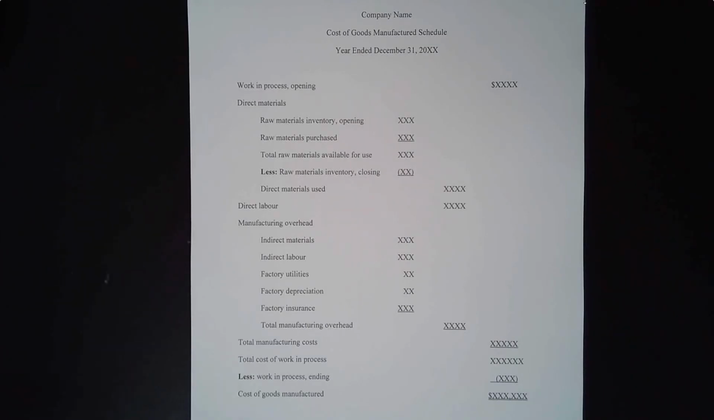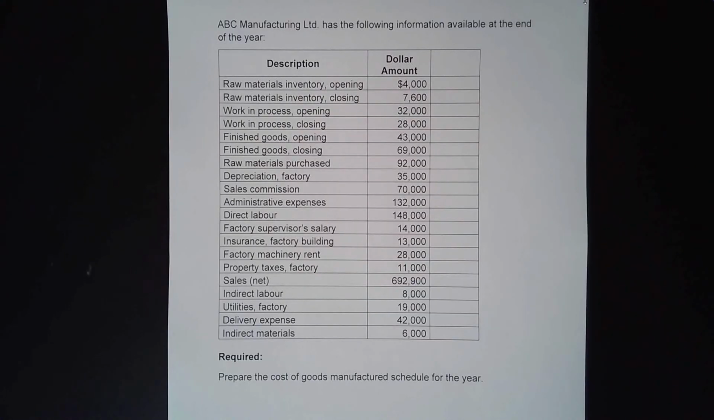In order to truly understand how to develop a cost of goods manufactured schedule, we're now going to work on ABC Manufacturing Limited. ABC Manufacturing Limited has the following information available at the end of the year. You'll notice there's a list of descriptions plus the dollar amount, and I've also provided a third column. That's to categorize all of the items in the list so that we know where to place it in the cost of goods manufactured schedule. Required: prepare the cost of goods manufactured schedule for the year.